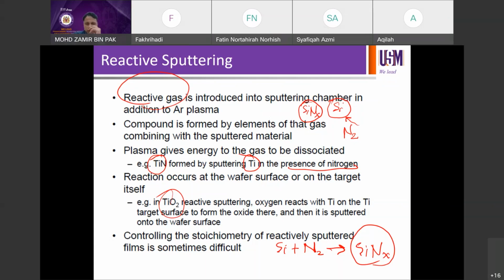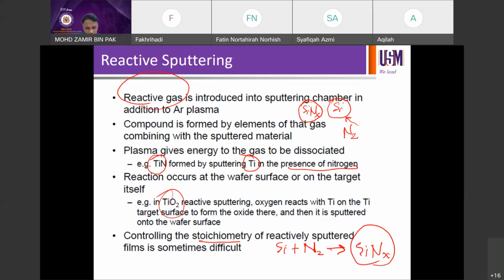Okay, in the case where you are actually incorporating oxygen with the target material, eventually they are sputtered off the target material to be deposited. Controlling the stoichiometry of reactively sputtered film is sometimes difficult.